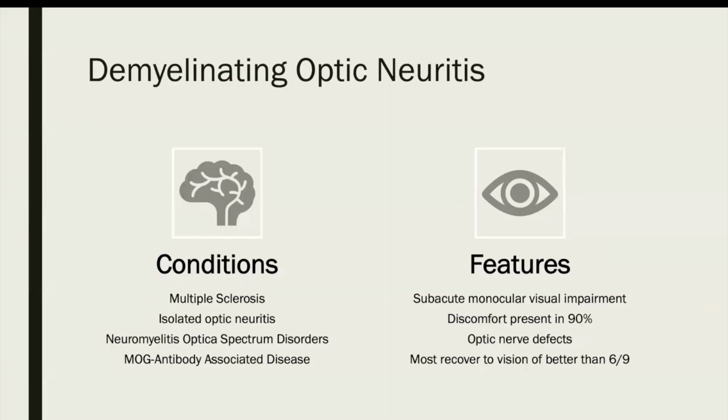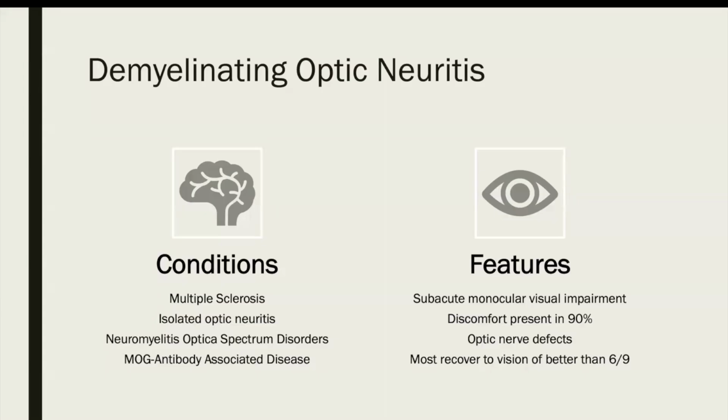And your main features, if you're thinking about what your demyelinating optic neuritis looks like, is that you'll usually have a subacute monocular visual impairment. In 90% of cases, it's presenting with some sort of pain, and that's usually exacerbated with eye movements. You'll obviously have defects to your optic nerve, so you might have an RAPD, visual field defects, problems with color vision, and problems with acuity.